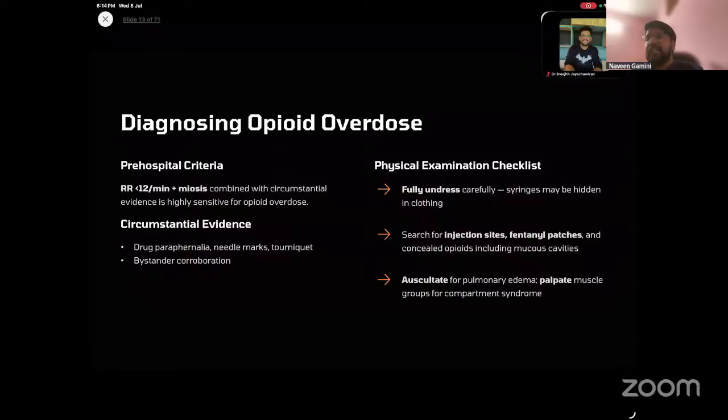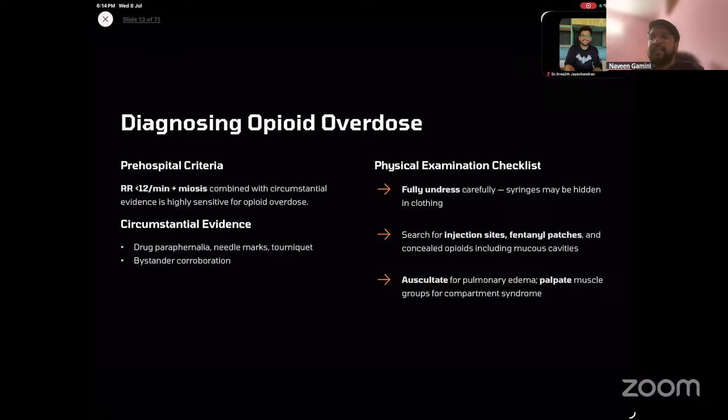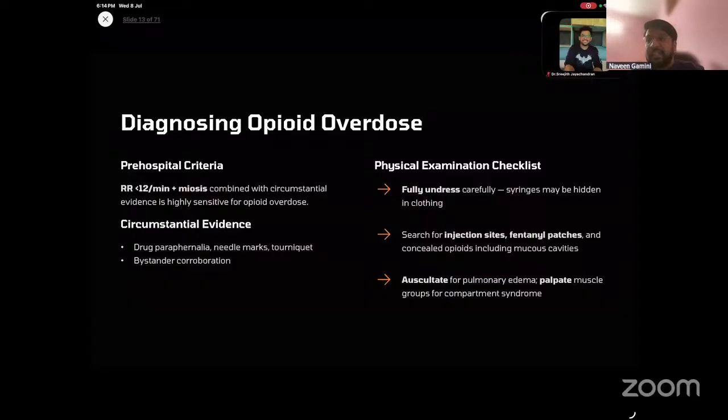And there is a checklist for the physical examination. Any patient coming in with an opioid overdose, we should fully undress, because they can have syringes hidden in clothing. We need to search for injection sites and see if they're using any fentanyl patches. We need to even search for concealed opioids, including in the mucous cavities. And we can auscultate for pulmonary edema and palpate muscle groups for compartment syndrome.